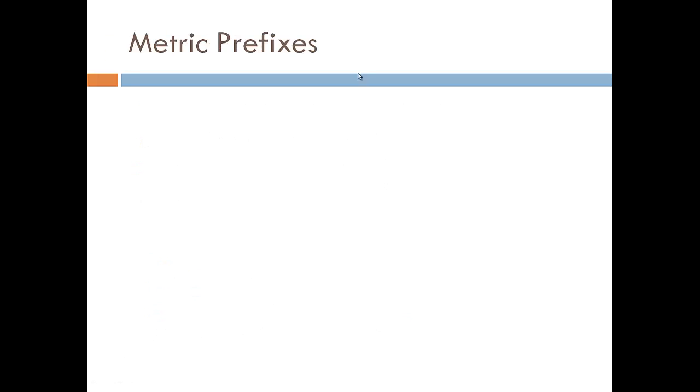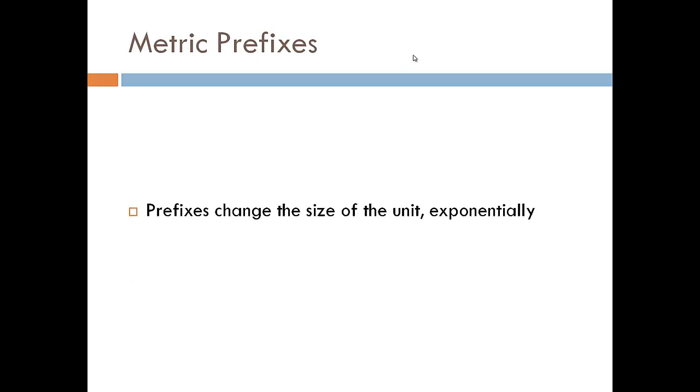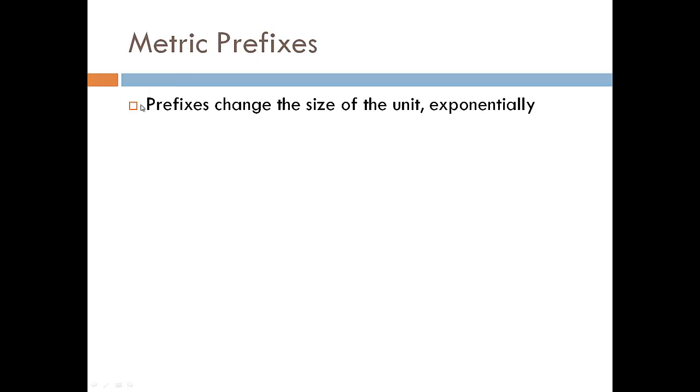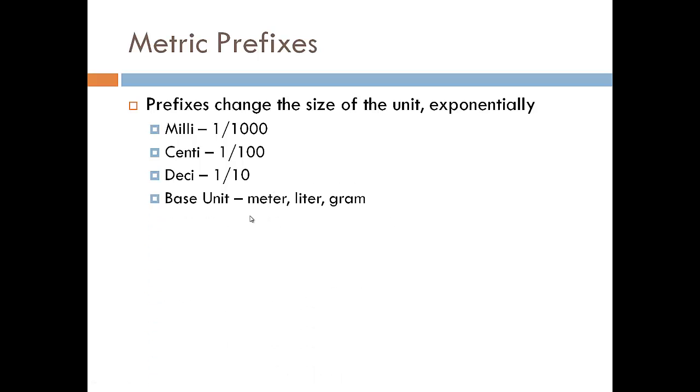And these prefixes are where the metric system really comes into its own and greatly increase the flexibility of the system. We can change the size of the unit to be as big or as small as whatever it is we're trying to measure. Milli, for example, is 1/1000th. Centi is 1/100th, and deci is 1/10th. Then we come to our base unit, meter, liter, and gram. Then deca is 10, hecto is 100, and kilo is 1000.